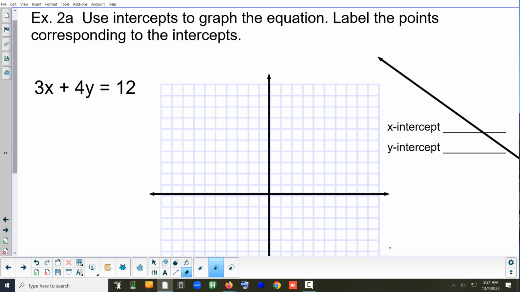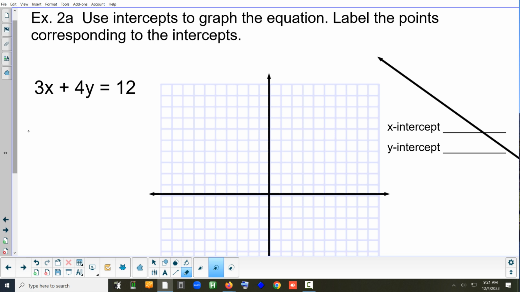Let's take a look at this one. First of all, is this a special case? No, because it has both letters, so we're not going to be able to just quickly draw a horizontal or a vertical line. This one's going to be on a slant. So the way we have to do it is first find the intercepts.